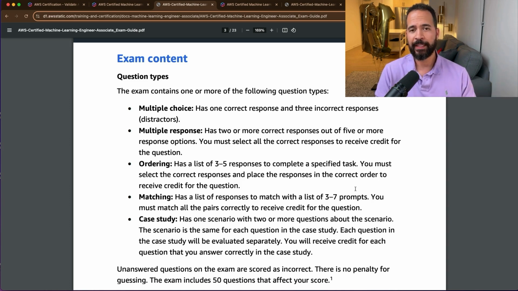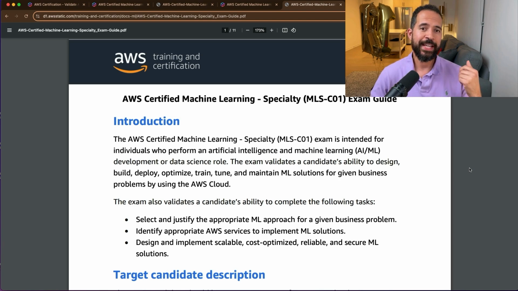Keep these question formats in mind as we flip over now back to the AWS Certified Machine Learning Specialty Exam Guide. This exam is going to be intended for individuals who perform an artificial intelligence and machine learning development or data science role. So you notice in that machine learning engineer associate that we just talked about, the roles are more flexible in terms of what you can do, but machine learning specialty is, okay, you're already doing artificial intelligence, you already are doing machine learning development or data science, like that's your day-to-day from the perspective of who would typically go for the machine learning specialty certification.